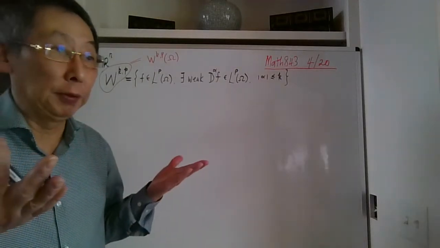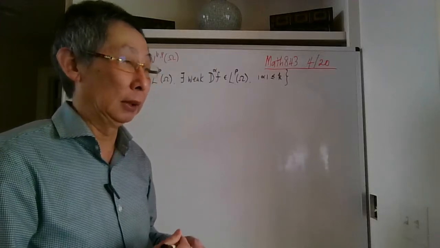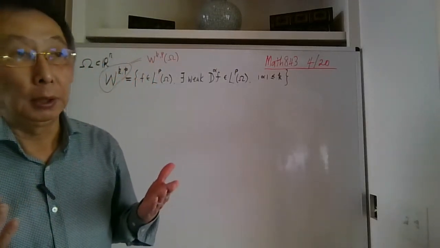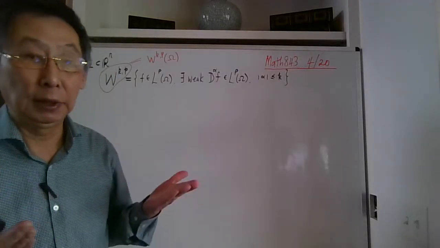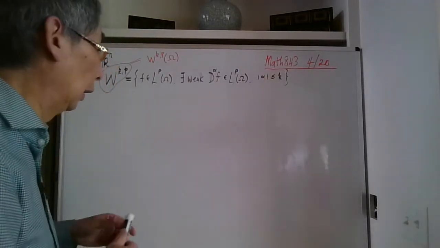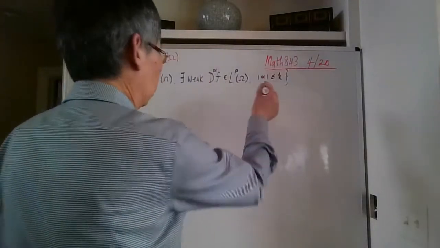Just like the LP function. LP space is a separable space, right? And we know that certain kinds of characteristic functions can be a dense set. Here in the Sobolev space, we can even find a better dense set because it carries the weak derivative.